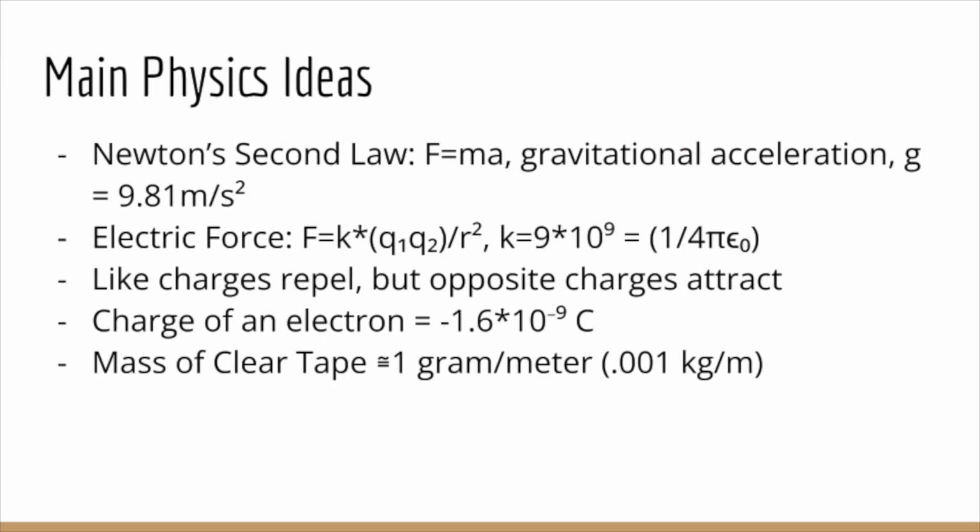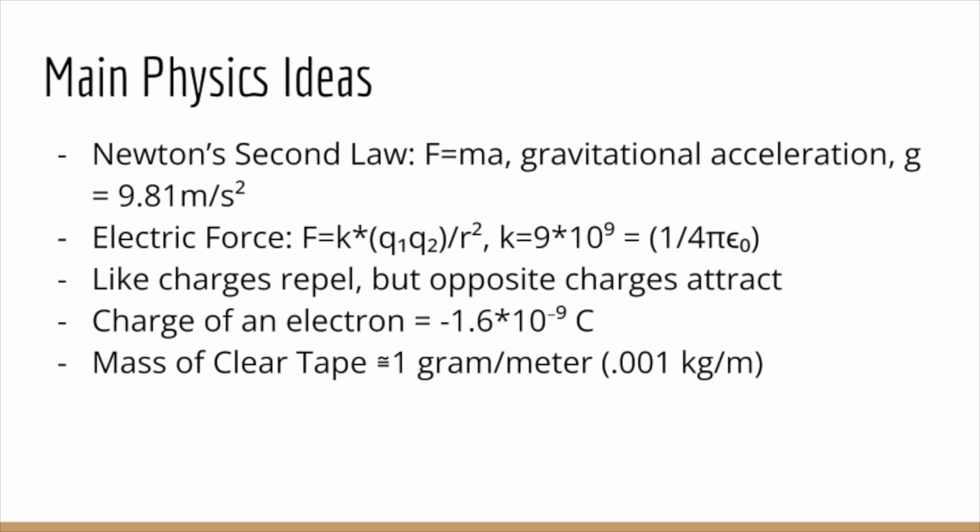The main physics ideas that we cover in this lab are Newton's second law, which is F equals ma, where gravitational acceleration, g, is 9.81 meters per second squared, and electric force, which is K times Q1 Q2 divided by R squared, where K equals 9 times 10 to the 9th, the same thing as 1 over 4 pi epsilon naught. We know that like charges repel, but opposite charges attract, and the charge of an electron is negative 1.6 times 10 to the negative 19th coulombs.